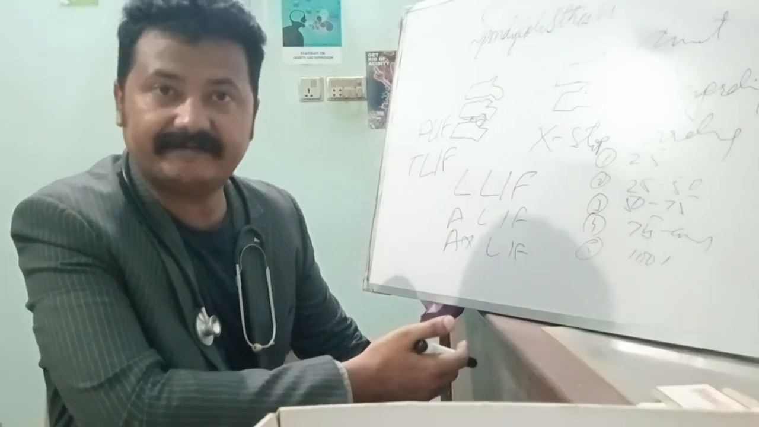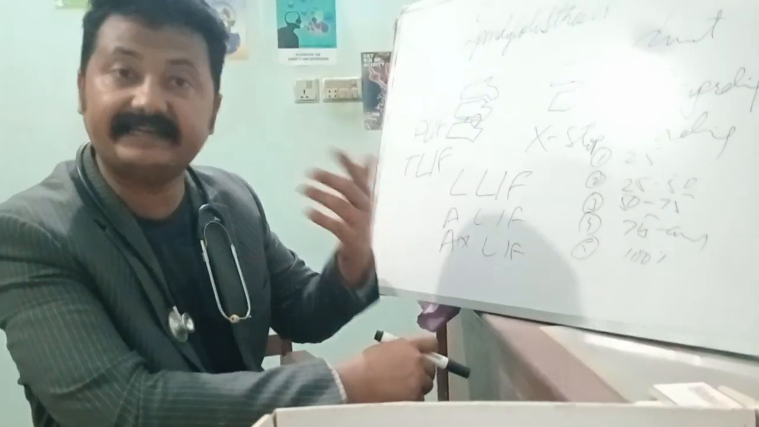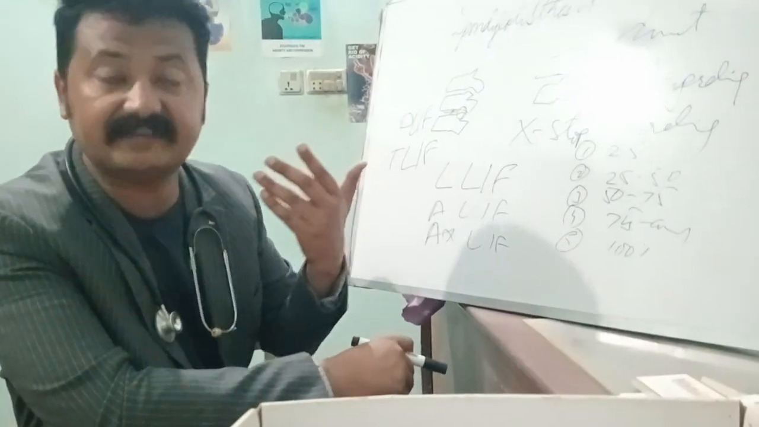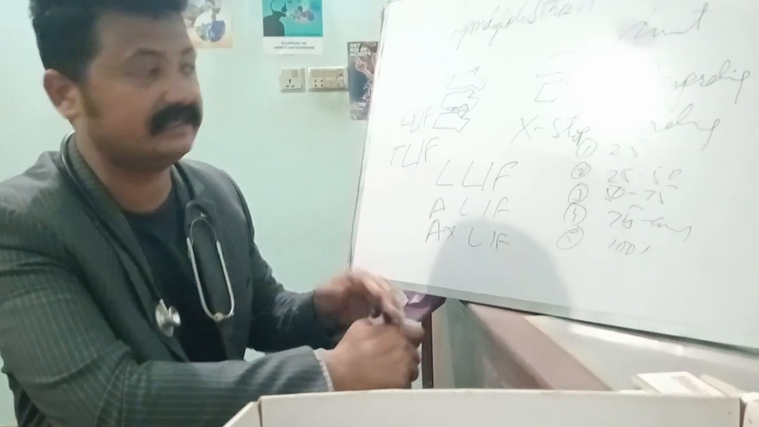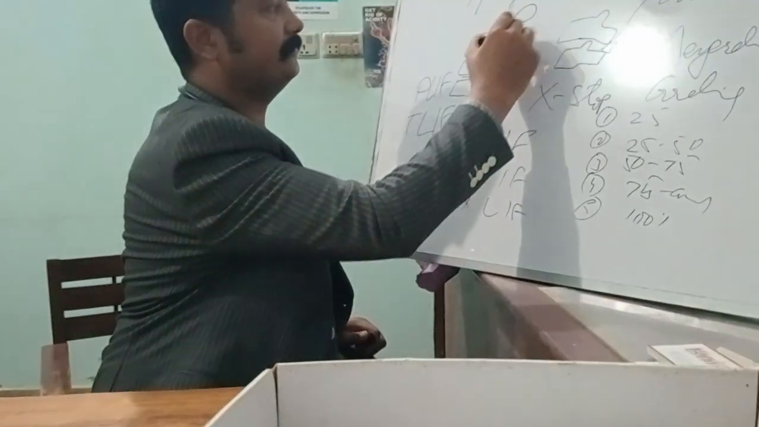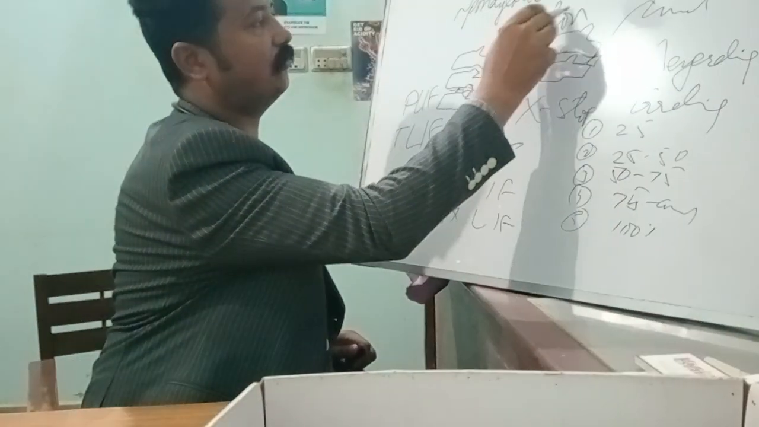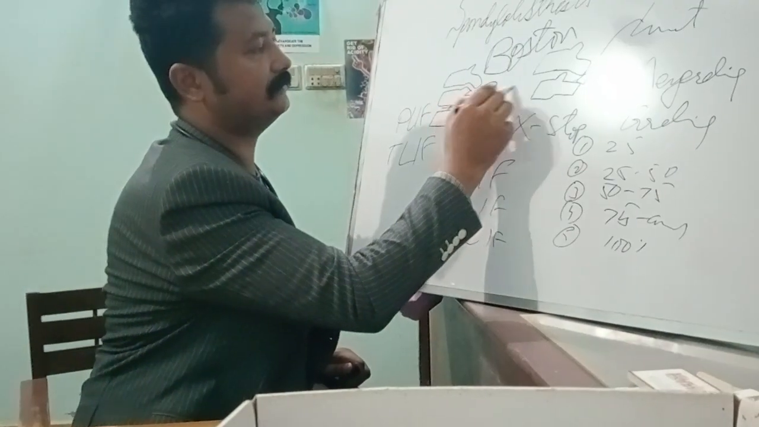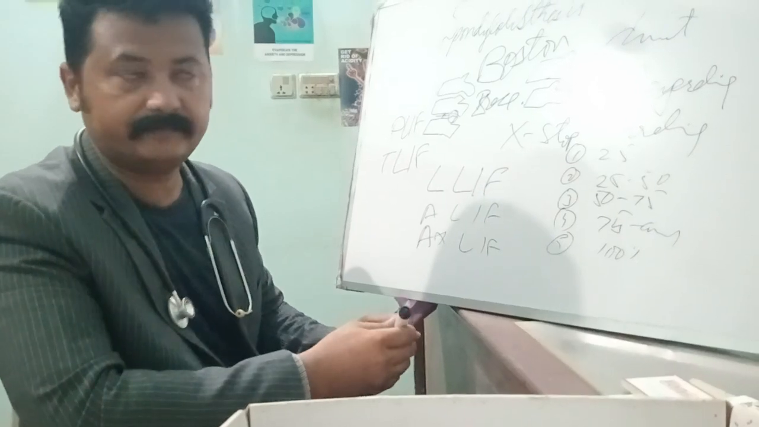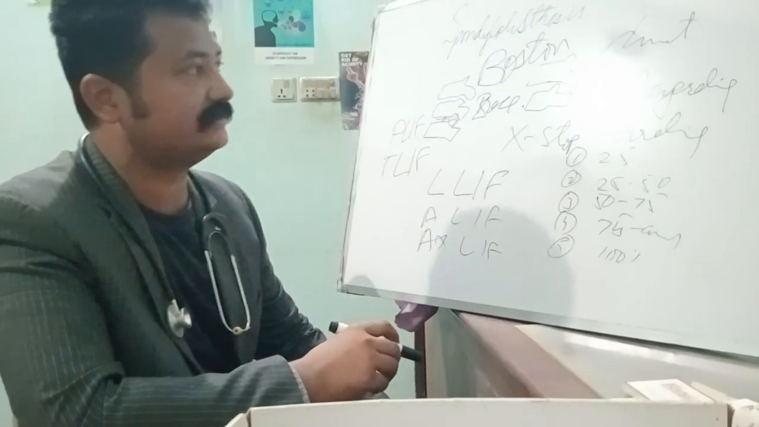Let's talk about the clinical treatment. These are the surgical treatments. What are the clinical treatments? The clinical treatments are non-steroidal anti-inflammatory drugs and Boston brace, which will be worn for 3 months. These are the different kinds of treatment options which are available.